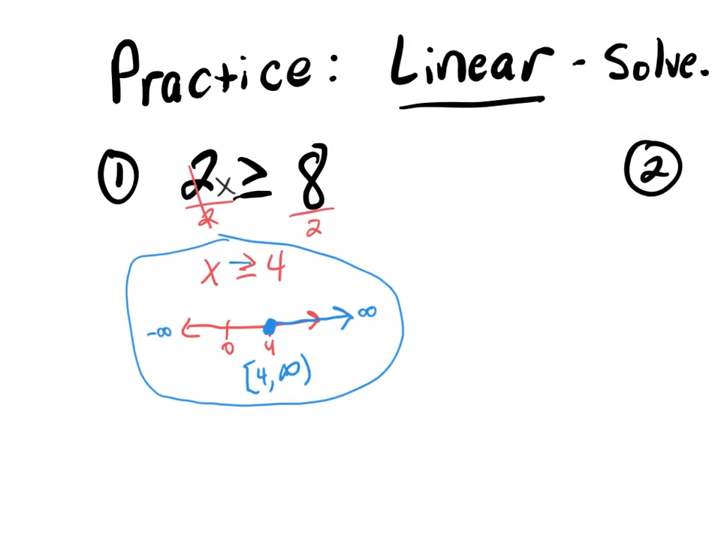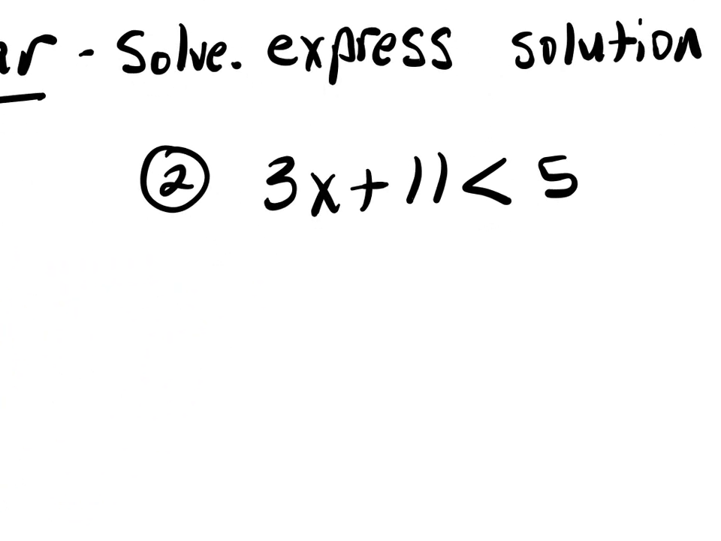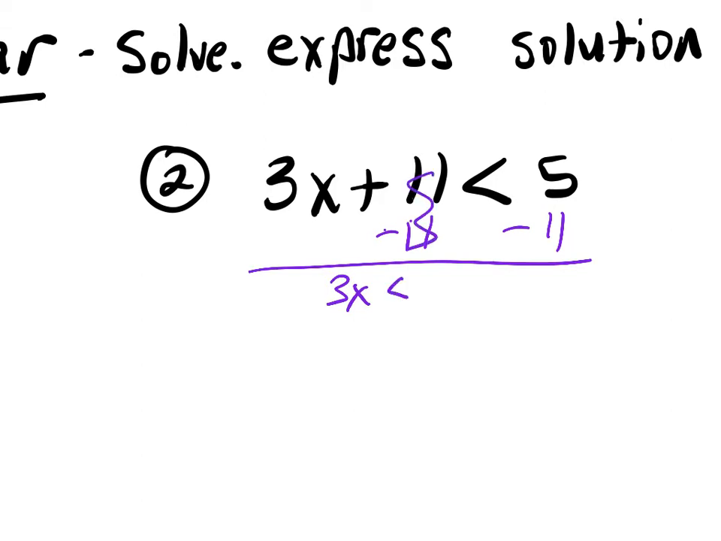Okay? Okay, stop me at any time, guys. Okay, solve this like it's an equation. What would I do to get x all by itself? First thing I do. Subtract 11. Perfect. So 3x is less than negative 6.